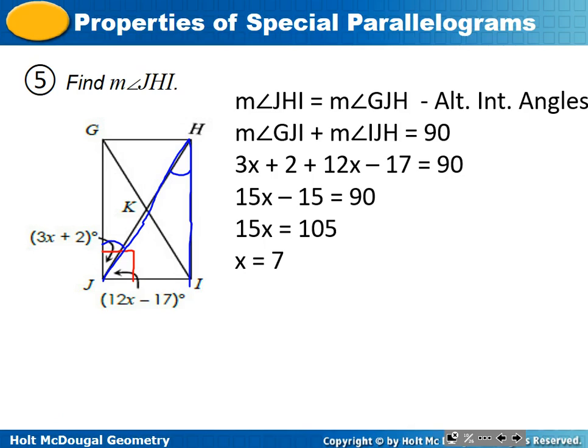So now we know, because we already talked about this, that these two angles, the angle down here with this arc, this angle right here, and this angle up here, are congruent. So that means I can just solve for the 3x plus 2. So 3 times 7 is 21, plus 2 is 23.